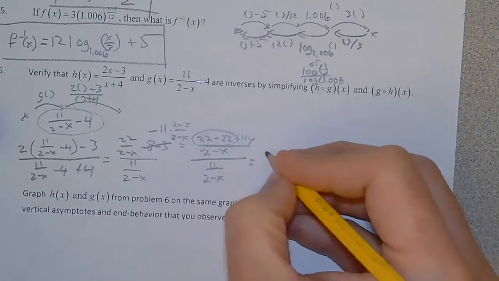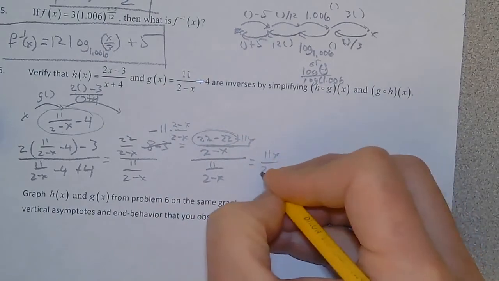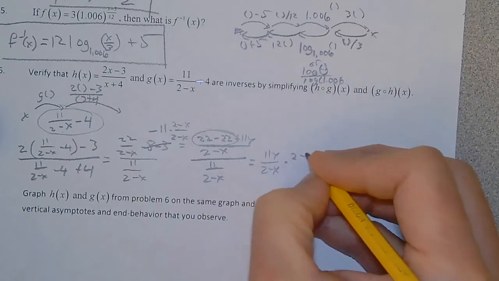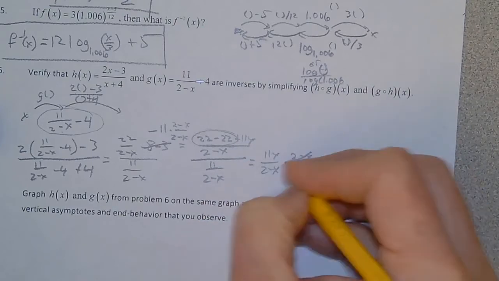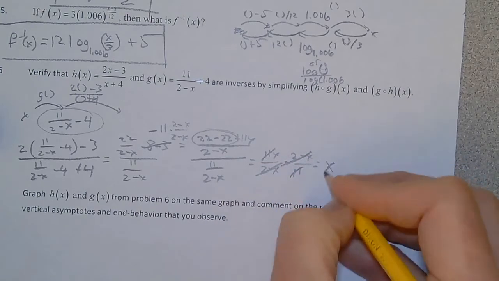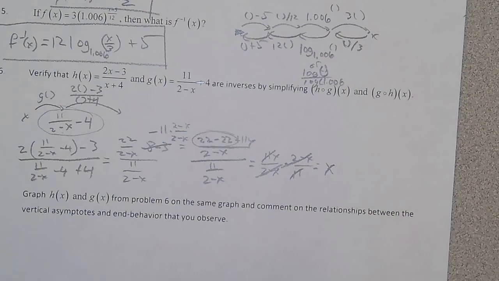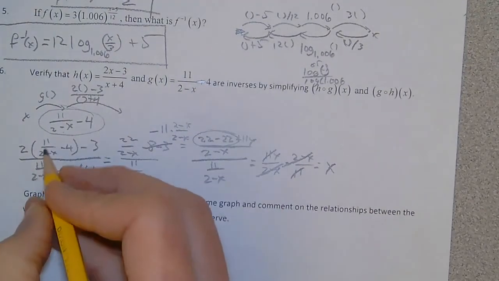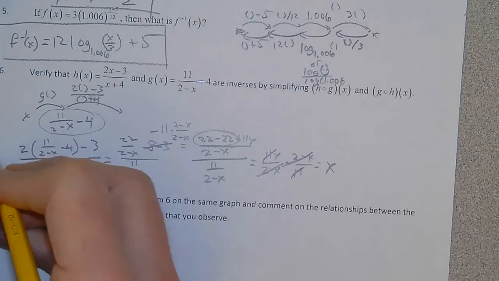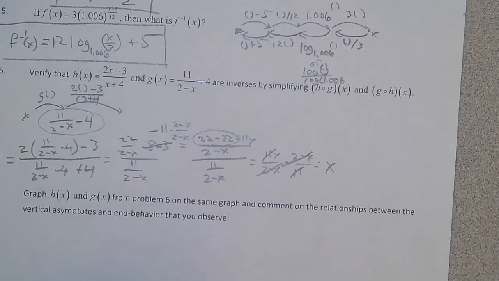Those cancel. I have an 11x over 2 minus x divided by this, which is times the reciprocal of that. And the 2 minus x's cancel, the 11's cancel, and all I have left is an x. Okay, so this first one, h circle g of x, gave me an x.